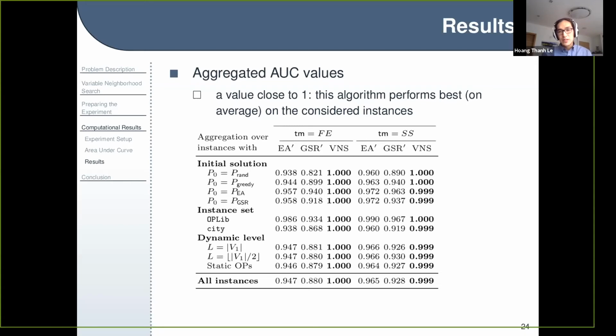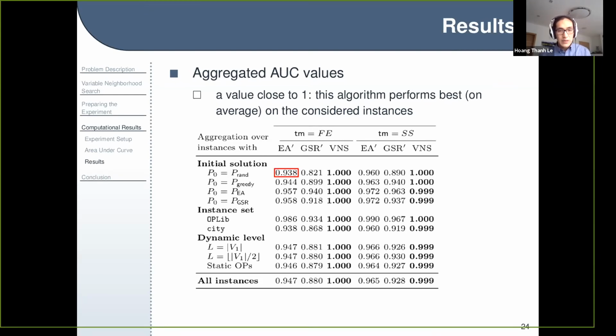This table might be a bit difficult to read, so I'm going to give you an example. This value here means if we only consider the progress curves where the initial solution was a random path, and if we only focus on the time-measured function evaluation, then the evolutionary algorithm had on average an AUC value that was 93.8% of the best AUC value for the considered instances. So this is an example of how this table is supposed to be read.